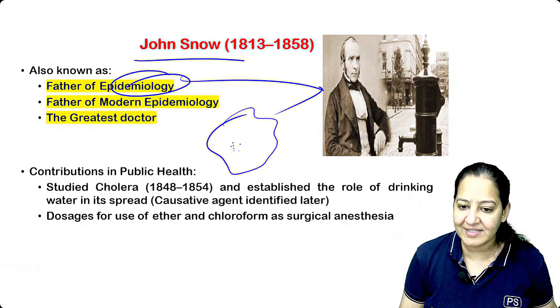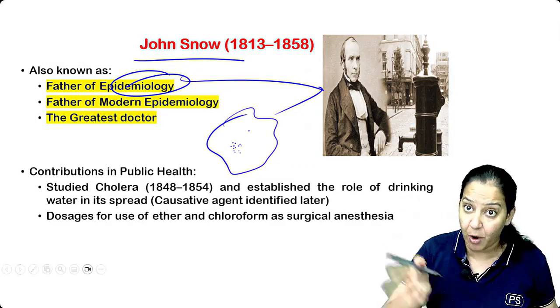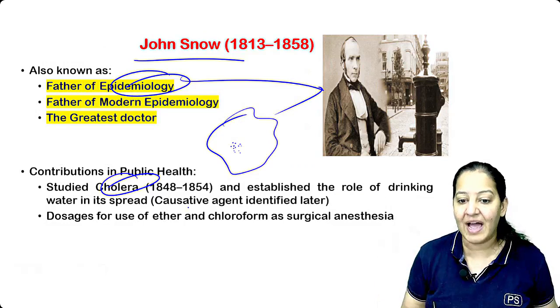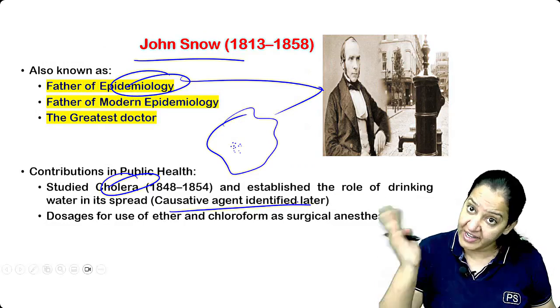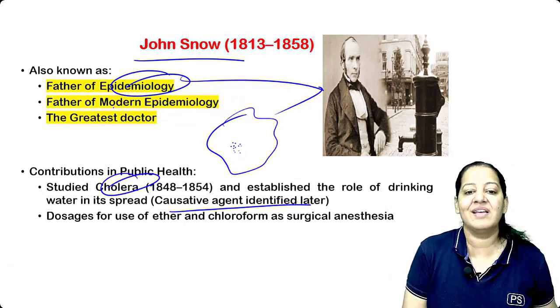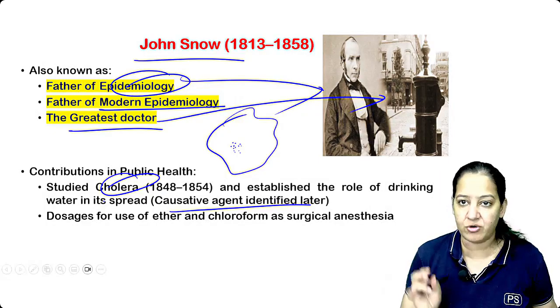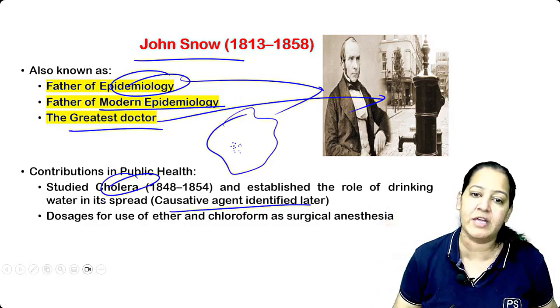In England, he saw that the cases were clustered at one place. There was a common water source, a river supplying everyone. So he studied cholera, and he discovered that the causative agent is present in the water, 50 years before its discovery. He is the father of modern epidemiology, and he is known as the greatest doctor. This honor we give to John Snow.